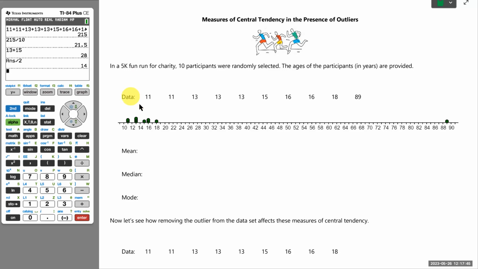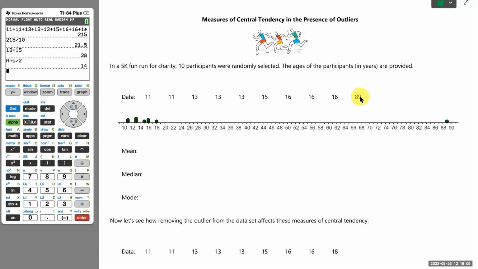So let's start here. We have an 11-year-old, an 11-year-old, a 13-year-old, etc. So, a pretty young group of people running in this race. 16 years old, there's an 18-year-old. And then finally, I have an 89-year-old. So I hope when I'm 89, I'll be able to run a 5K.